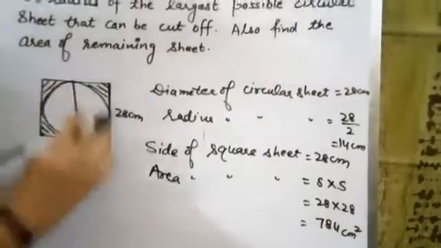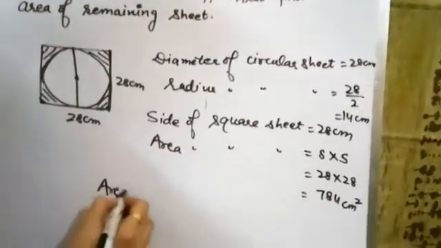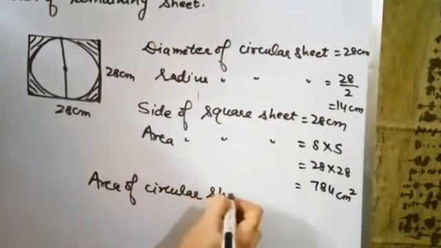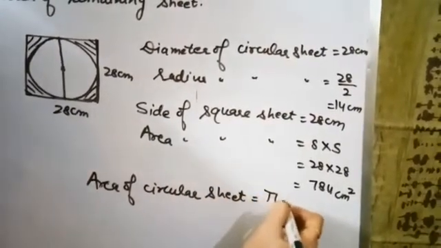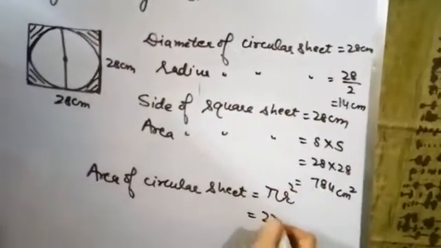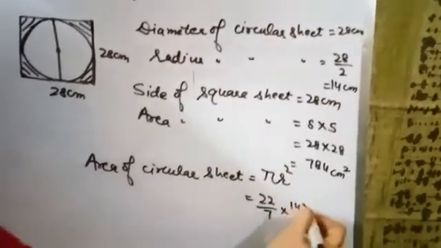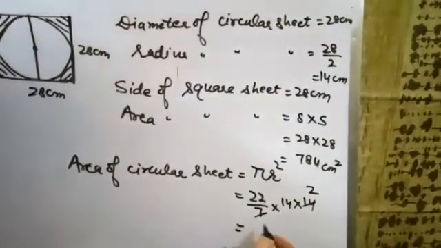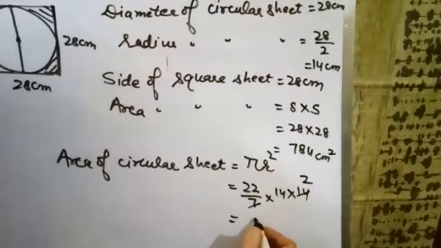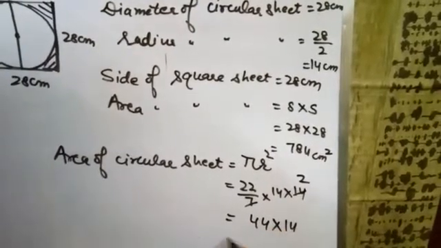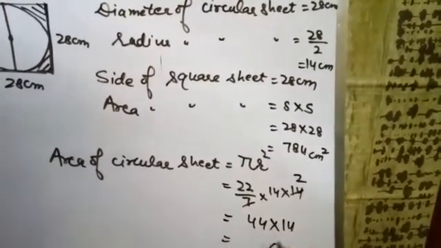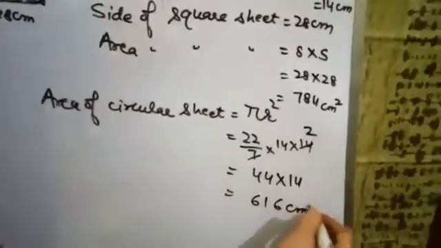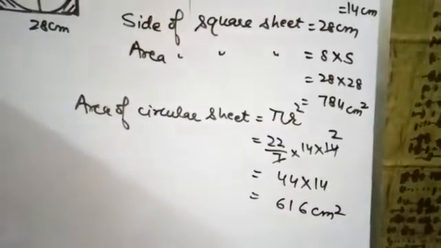Now we'll find the area of this circular sheet. Because radius is known to us, we can find the area of circular sheet, that is pi r square. The value of pi is 22 by 7, 14 into 14. Now 22 into 14 into 2, 44 into 14, 14 fours are 56. That's 616 centimeter square.